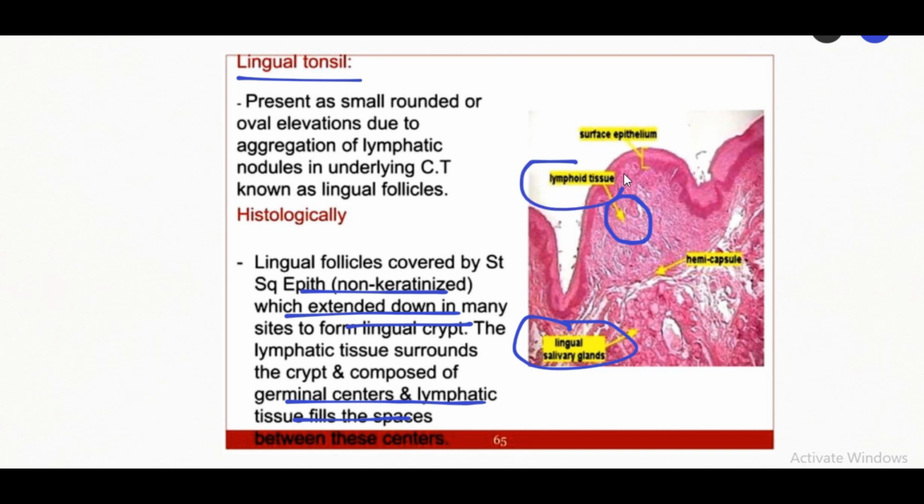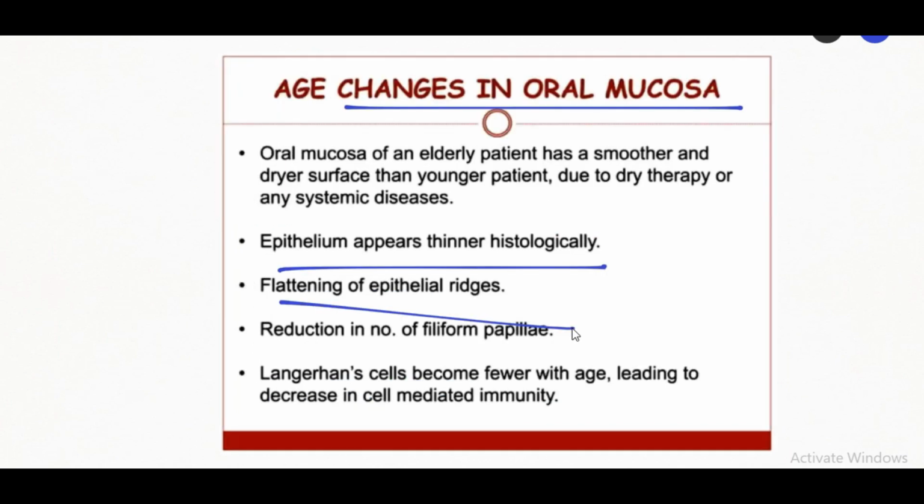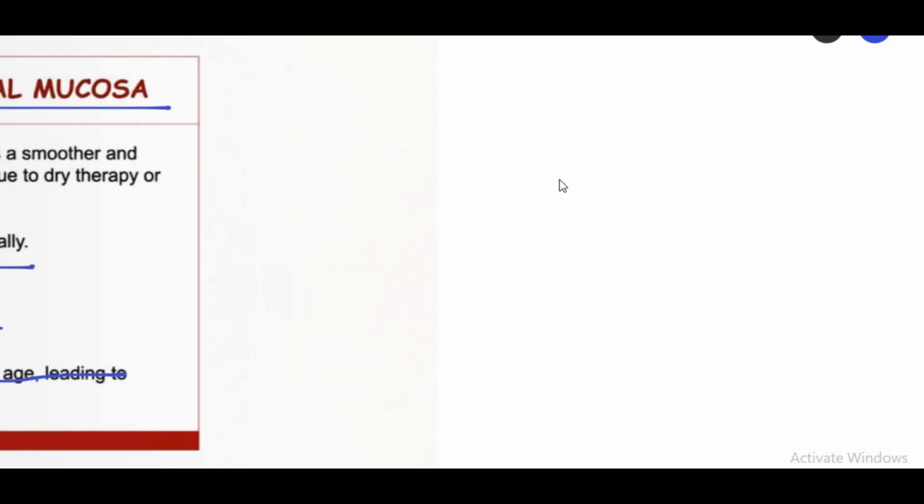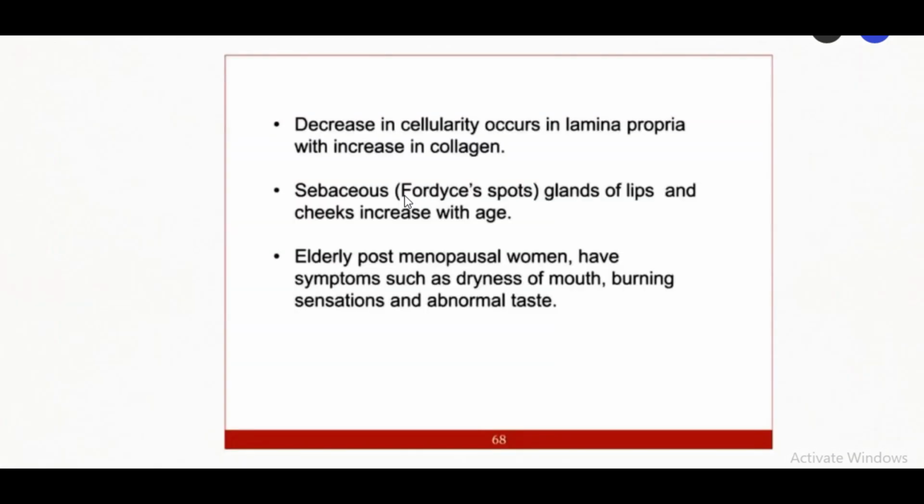What are the age changes in the oral mucosa? With age, the epithelium appears thinner histologically. There is flattening of the epithelial ridges and a reduction in the number of papillae. Langerhans cells become fewer with age, leading to a decrease in cell mediated immunity. There is a decrease in collagen with increase in age. The Fordyce spots increase with age.